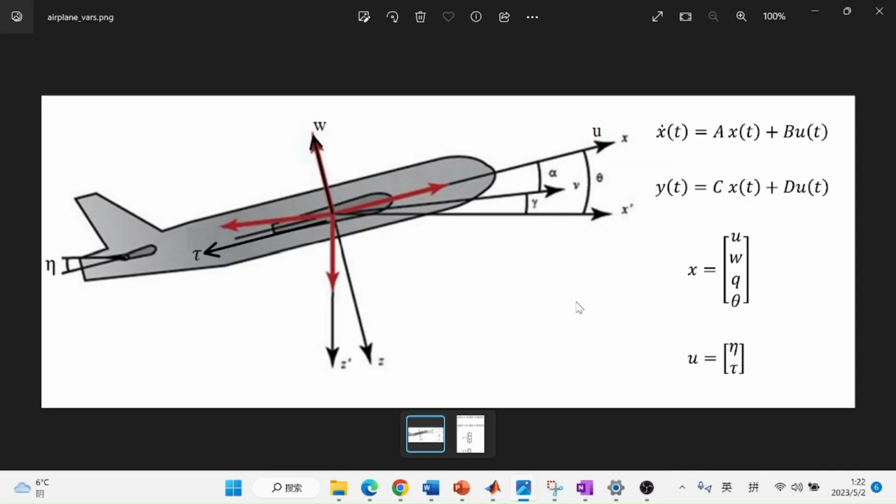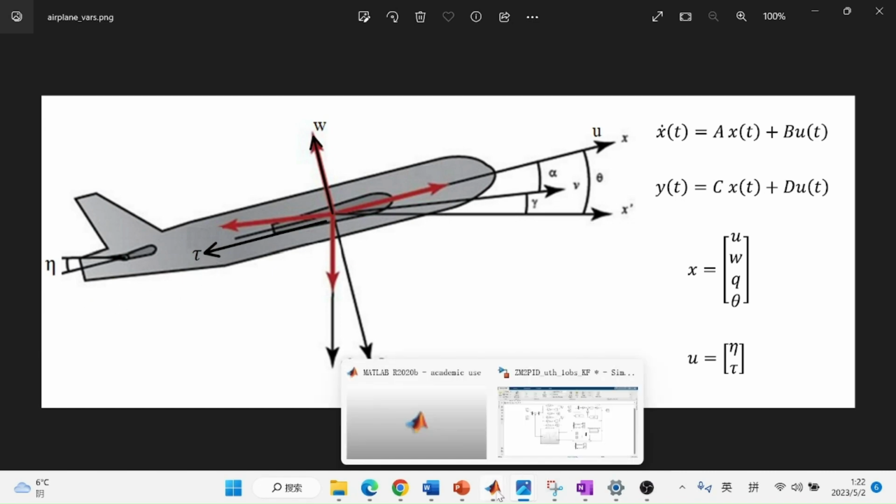It's an aircraft in the longitudinal direction, and there are four variables to be controlled, including the axial speed U, the normal speed W, the pitch angle theta, and the pitch rate Q, which is the derivative of the theta. And we have two control inputs, being the elevator articulation angle eta and the engine thrust tau.